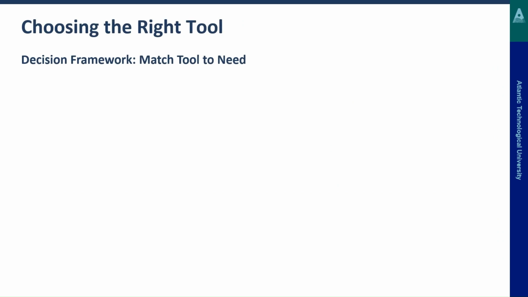So how do we choose the right tool? So we've had a look at all of the main ones and what they're capable of. Well, the first thing we need to do is match the tool to the need. So, obviously, if I need to create some logos, then I need to go to an image generation tool. Or if I need to do some document analysis, then I need to go to a text AI tool.